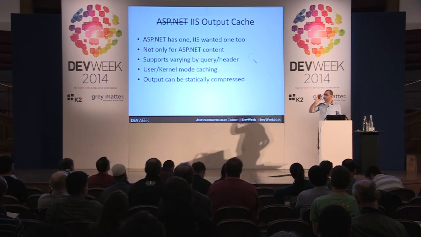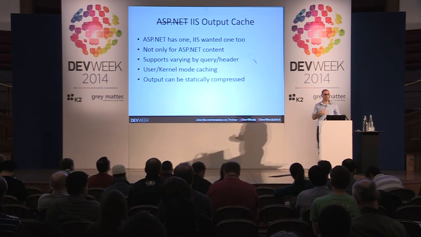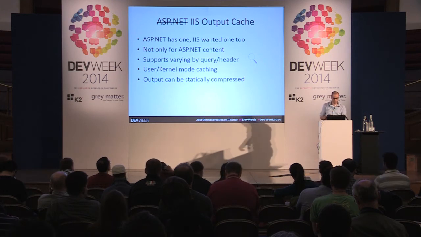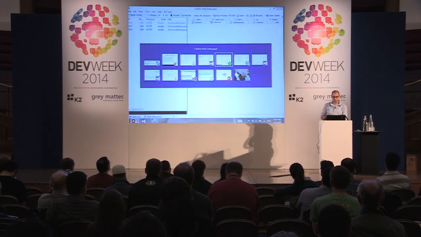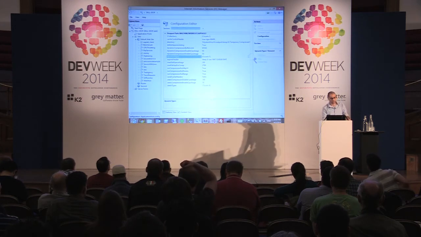Kernel mode will automatically provide the cached content. You won't be able to change that. You won't be able to control whether to provide it to an unauthenticated user or not. To control caching, sorry.